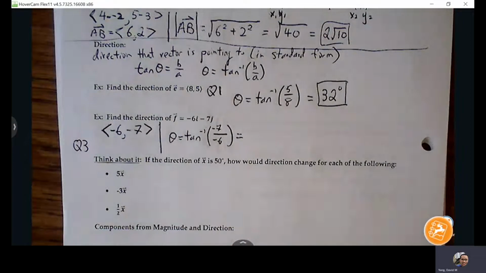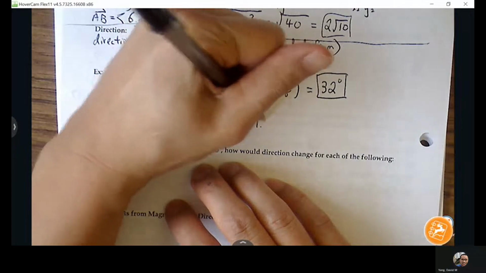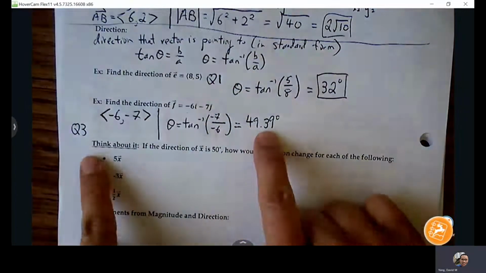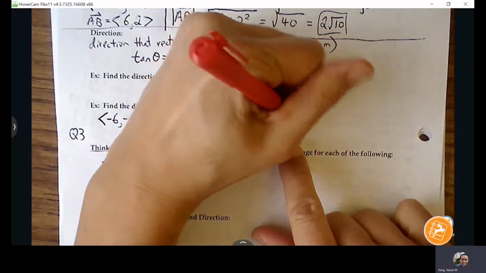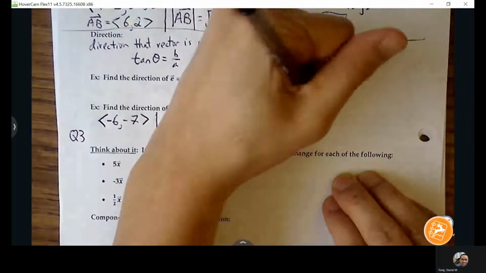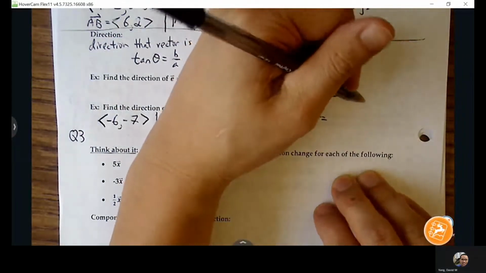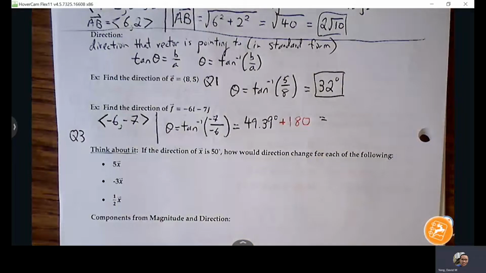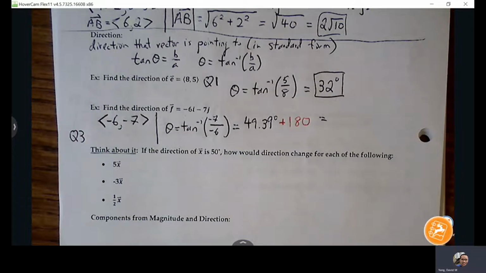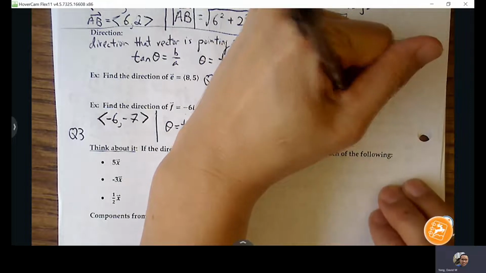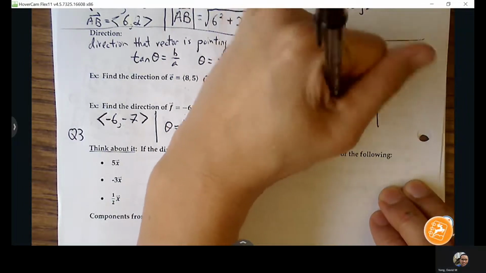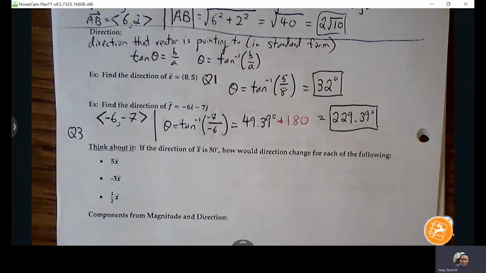Okay. 49.39 degrees. But that's not quite what we need for third quadrant, so we need to make sure we add 180 to that reference angle. I did, yeah. Why is it?